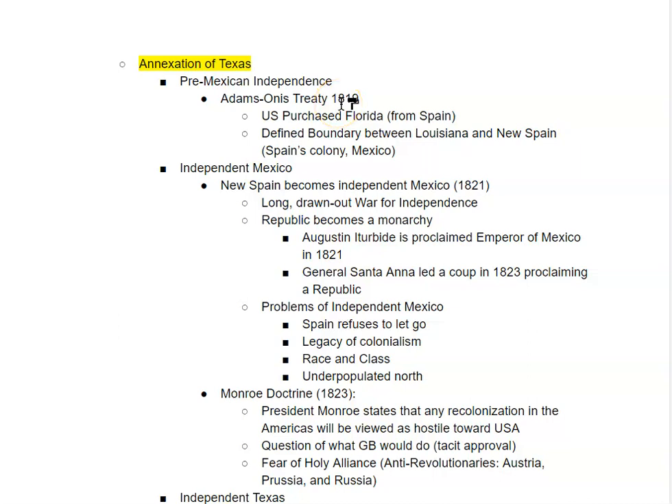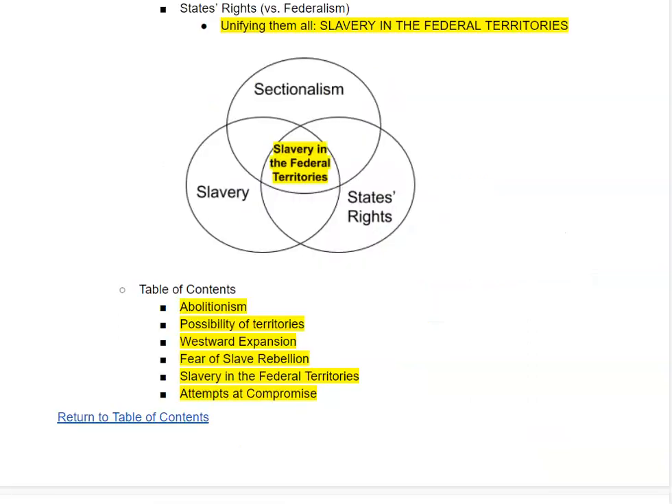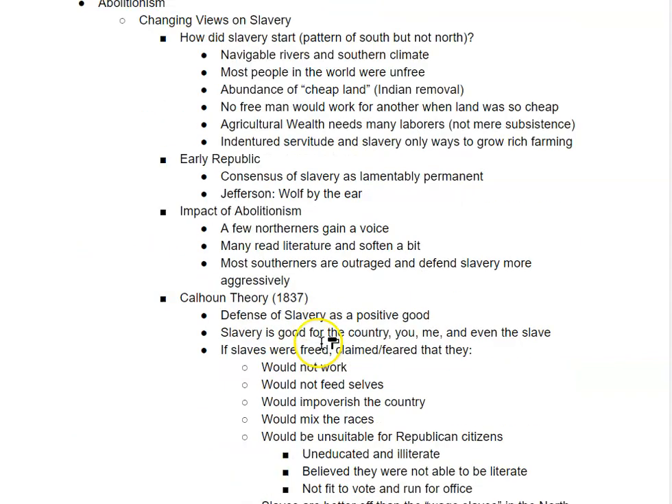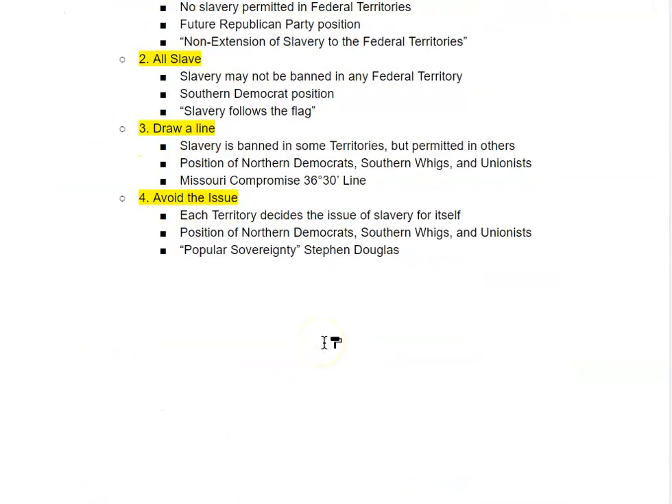In this video on the causes of the Civil War, we will mainly address the annexation of Texas to the United States. Last time, we spoke about how slavery in the federal territories is a unifying theme for the causes of the Civil War. We walked through our table of contents, how we'll be speaking about abolitionism, we've spoken about the possibility of territories, and we're now in this movement of westward expansion as we march through our causes of the United States Civil War.